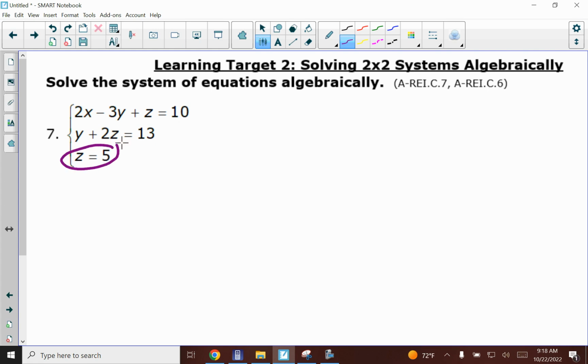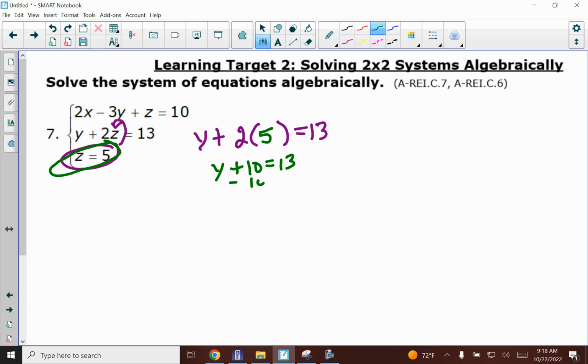So this guy right here is going inside here. So this is going to say y plus 2 in parentheses equals 13. Since z equals 5, I took out the z, and I'm going to stick the 5 in there. So that makes this problem y plus 10 equals 13, and then I'm going to subtract 10 from both sides. So we have y equals 3.